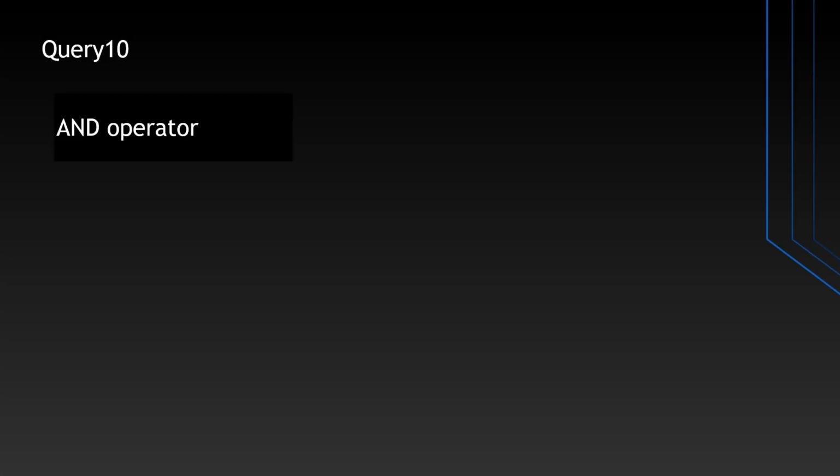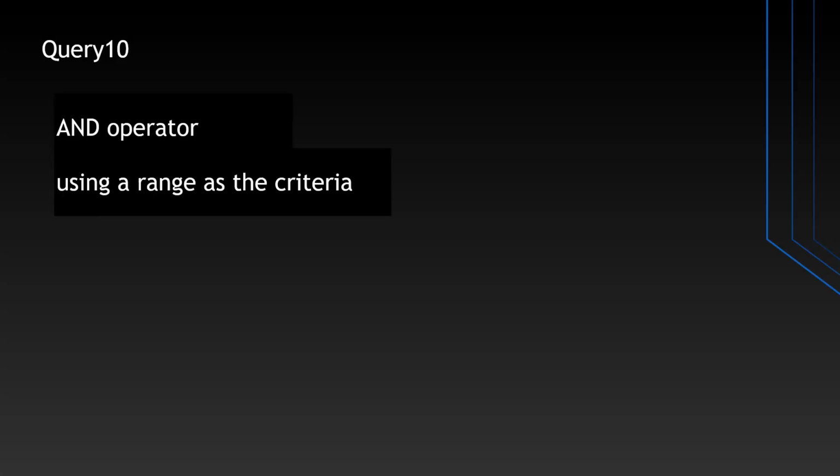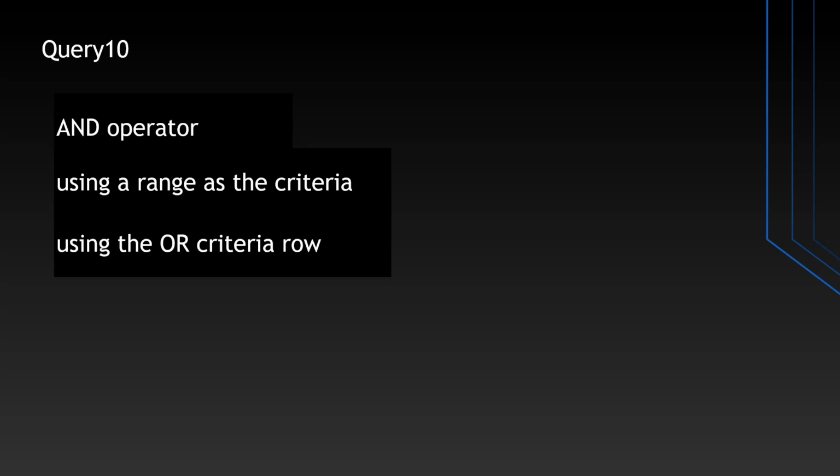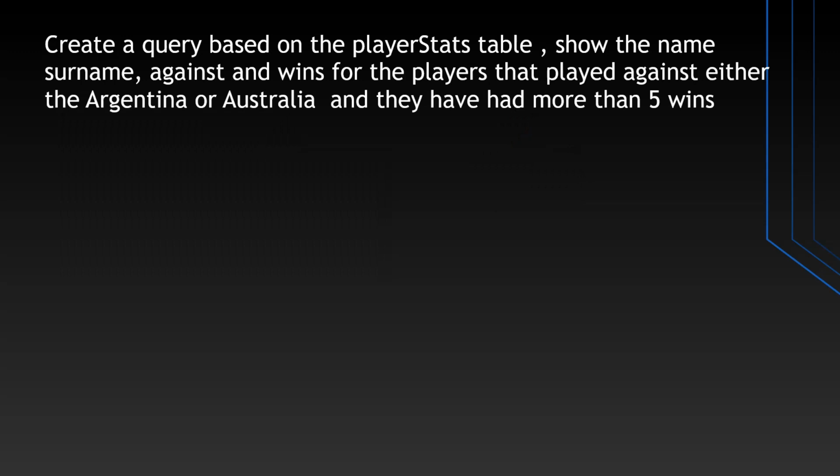In Query 10 we used an AND operator to create a range as the criteria. We also use the OR criteria row. That's great. Create a query based on the player stats table, show the name, surname, against and wins for the players that played against either Argentina or Australia and they have had more than 5 wins.